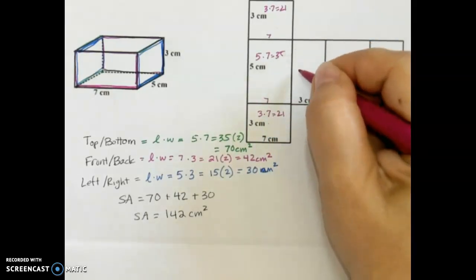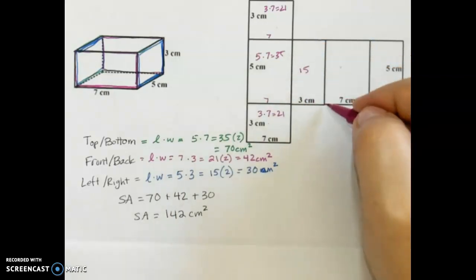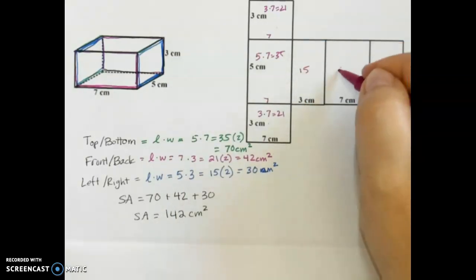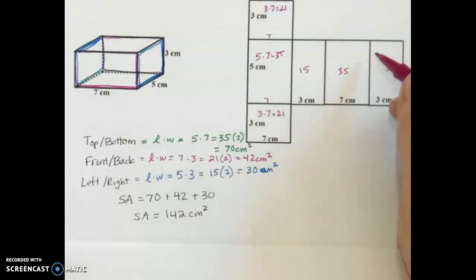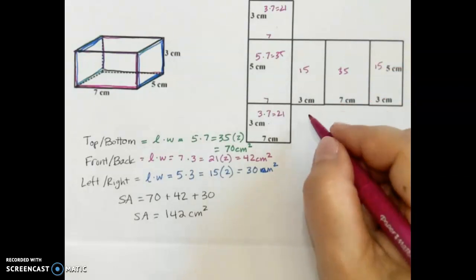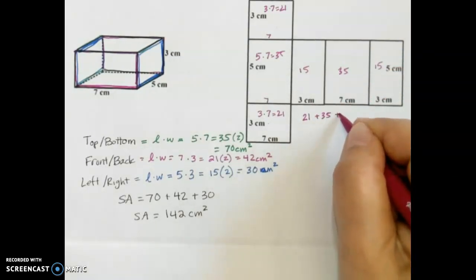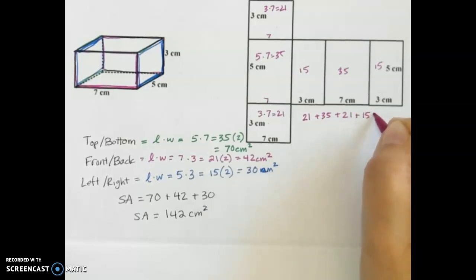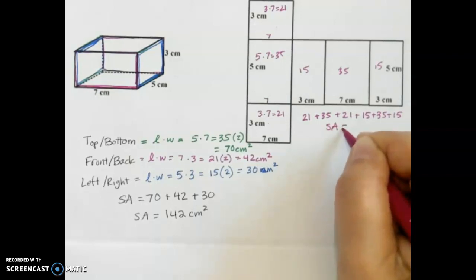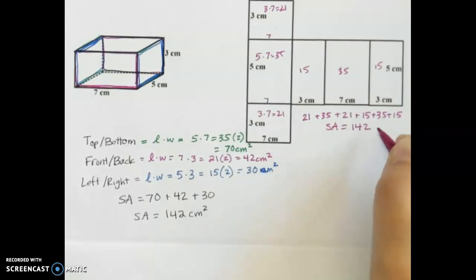3 times 5, which is going to give me 15. 7 times 5, which gives me 35. And 3 times 5, which gives me 15. Again, if I add each of those separately using this strategy, the surface area will still be 142 square centimeters. So 2 separate strategies depending on the way that your brain likes to process this.